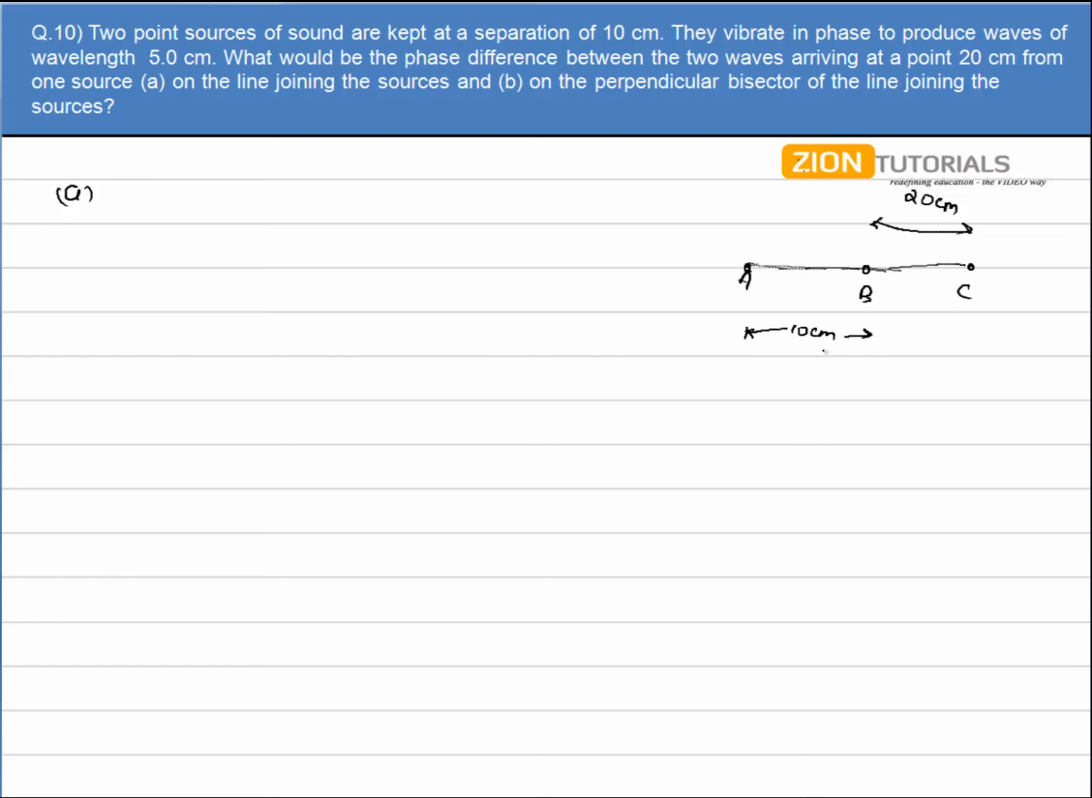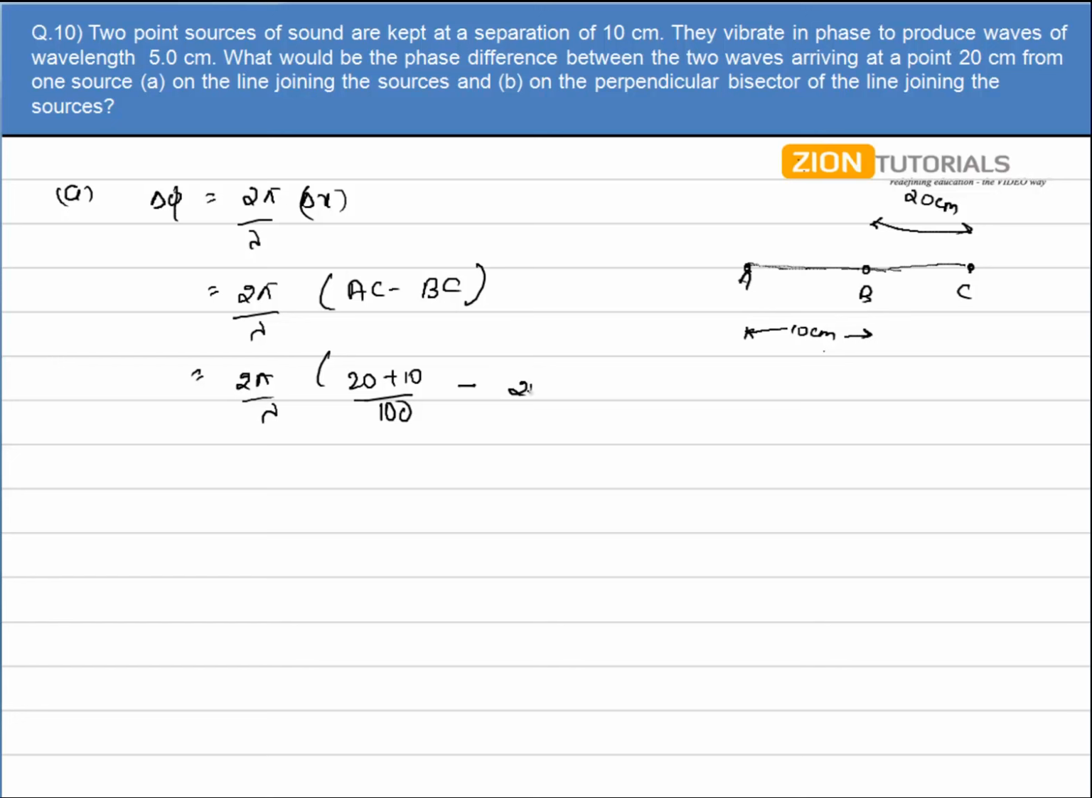Now we know that phase difference is given by 2 pi by lambda into path difference. I have to calculate the path difference which is occurring at point C due to A and B. So I can write 2 pi by lambda into path difference, which will be equal to AC minus BC, right? So it will be 2 pi by lambda times AC, which is 20 plus 10 centimeters, divided by 100 to convert it into meter, minus BC, that is 20 again.